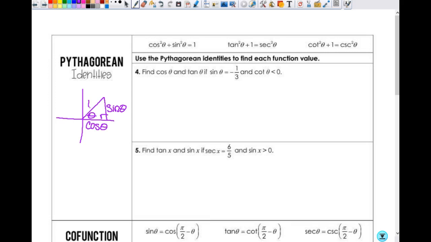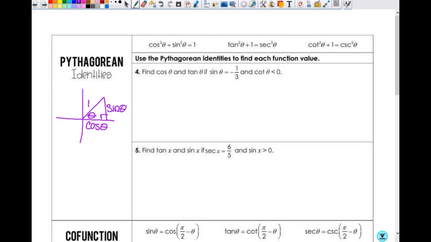So you ever heard of the Pythagorean theorem? Yeah, a few times, right? Sounds familiar? So you know it's a squared plus b squared equals c squared. So guess what? Cosine squared plus sine squared equals 1. That's where the Pythagorean identity comes from. Okay? It literally comes from the triangle on the unit circle.